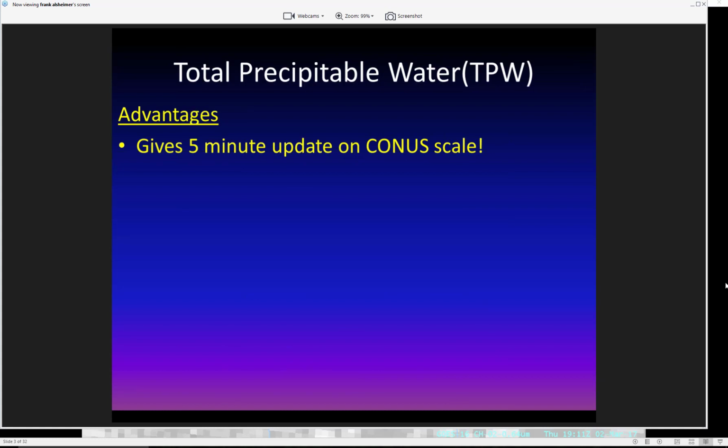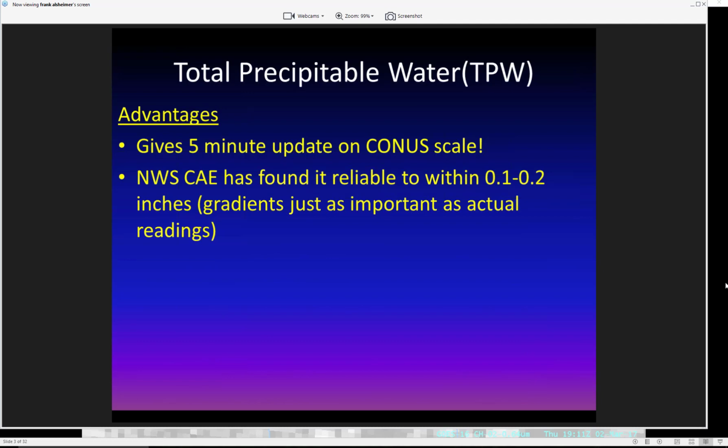There are some advantages to using this product. You get 5-minute updates on the CONUS scale. So unlike some of the blended products, you get a much more frequent update, essentially every time you would get a CONUS scale image. And we have found it relatively reliable for exact values within 0.1 or 0.2, depending on the situation. But honestly, the gradients are just as important as the actual readings, as you'll see in the example I'm about to show.